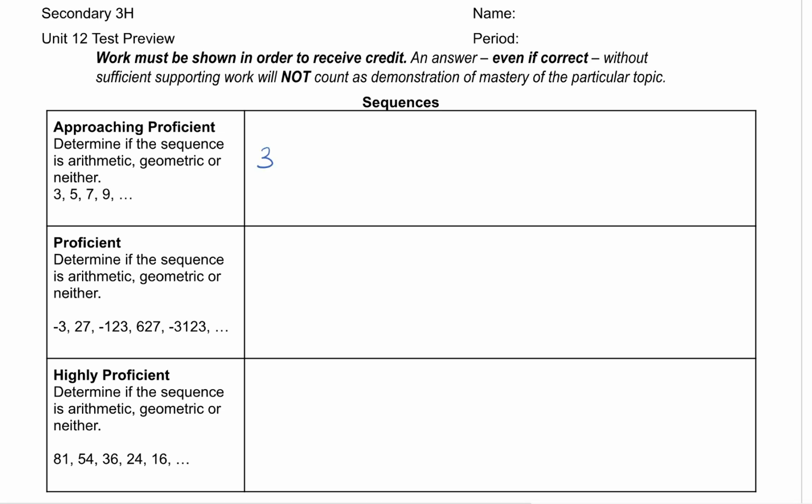So if I have the numbers 3, 5, 7, and 9, I can say to get from 3 to 5, I'm going to add 2. 5 to 7, I'm going to add 2. And 7 to 9, I'm going to add 2. So since I have a common difference of 2, this is an arithmetic sequence.